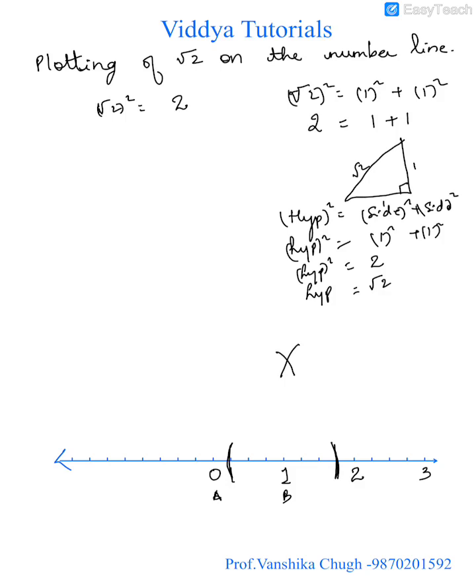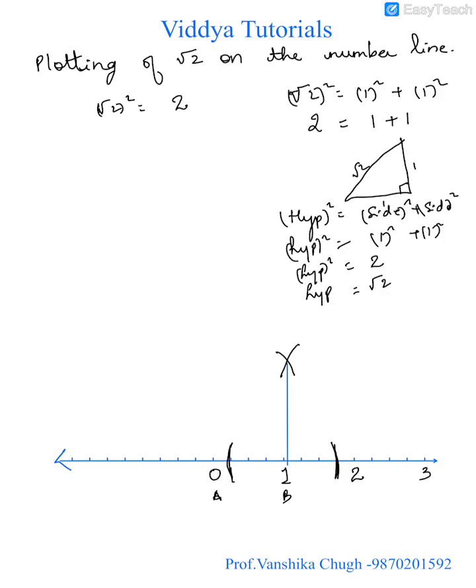I then need to join the point of intersection of these two arcs and my point B, where I need to form my 90-degree angle. So I shall join these points now, and this is my 90-degree angle.